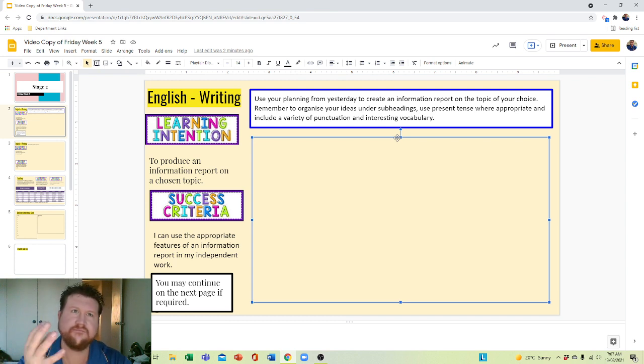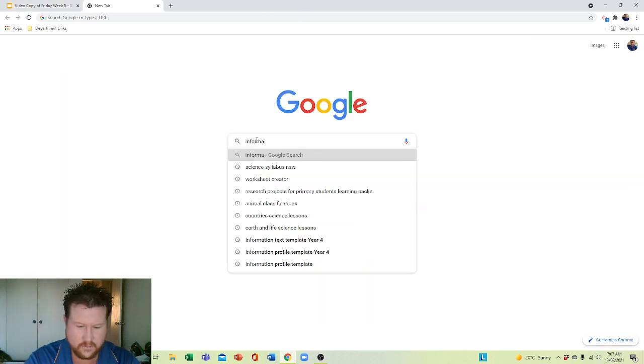if you need some examples of information reports and you're still not sure of what to look at, there is an electronic device that can help you with this. And you don't need to ask your parents for it either. I know, it's crazy. What a crazy world we live in. You click on this and you type in information report examples. Information report examples. You could have it for year 3, 4, 5, or 6 if you want.